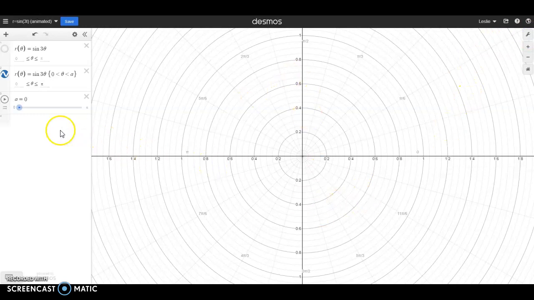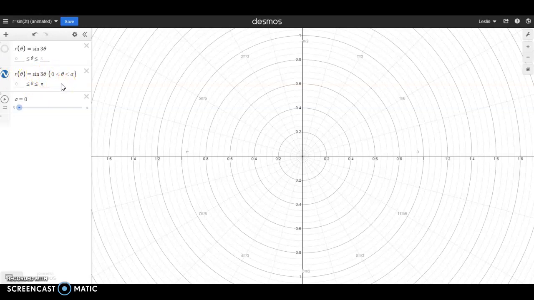Now I'm ready to go. The way I've got this set up is to kind of animate the graph rather than just show you the whole thing. That's why this one's turned off. I want to show you how it's made. So I'm going to start by graphing r equals the sine of 3 theta.